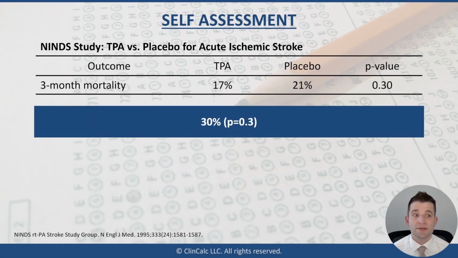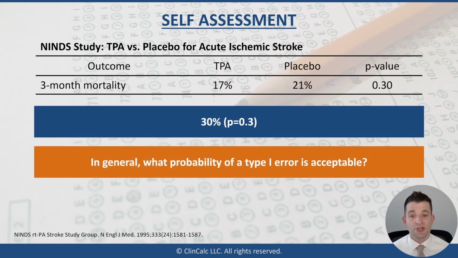So that probability is 30%. What that means is that assuming TPA doesn't work, so assuming the null hypothesis is accurate, we observed a difference between TPA and placebo. The probability of observing a difference like that when there is actually no effect there is 30%. So there's a 30% chance that the difference we're observing is due to chance alone, so not a true effect.